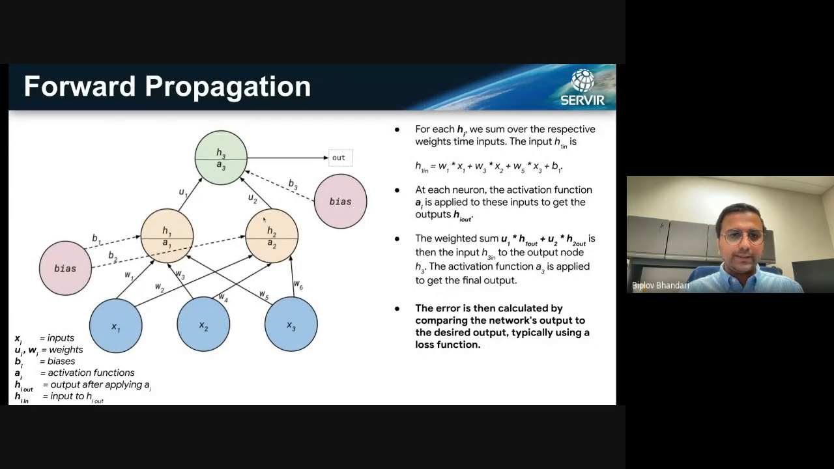So the weighted sum again, u1 is again a weight similar to w1, it's just representing a different value here. u1 times the output from h1 plus u2 times the output from h2 is then provided as an input to this particular neuron h3. This is where again the activation functions would come into play and would give you the final output here.